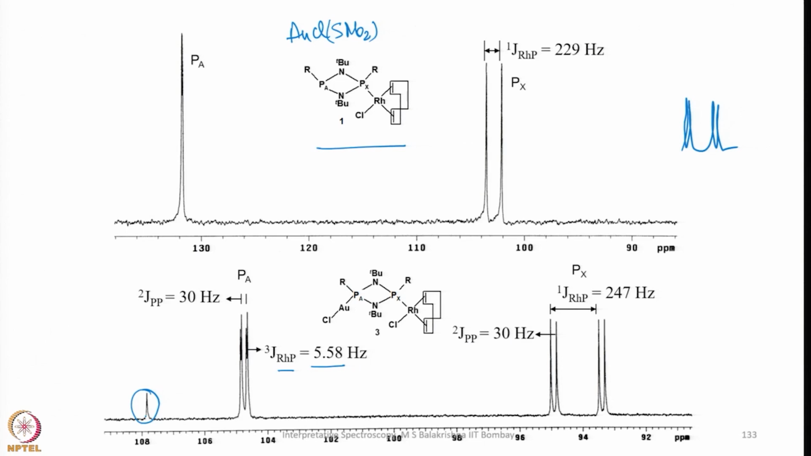This is where the importance of spectral data comes into the picture in understanding the reactivity and other things. For example, if I start using excess of AuCl(SMe2), probably I should be able to replace rhodium also to form a di-gold complex. In fact, we have done that in our laboratory some time back.